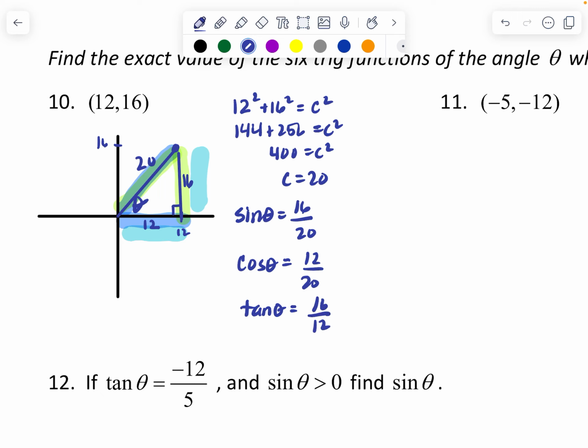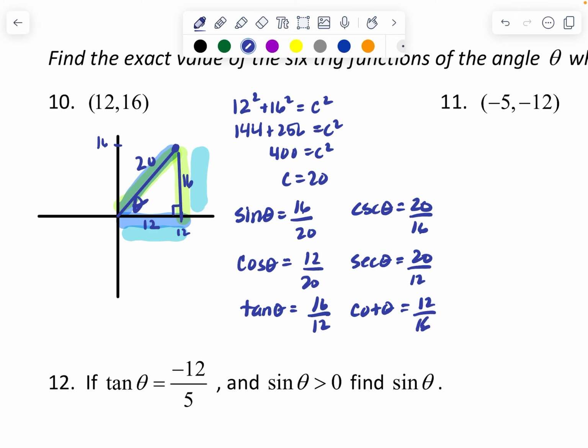Now, how do I get their cofunctions? So the sine of theta is a flip of cosecant of theta. So I flip that, I get 20 over 16. Cosine and secant go together, so if I flip that, I get 20 over 12. And tangent and cotangent go together, so it's going to be 12 over 16.